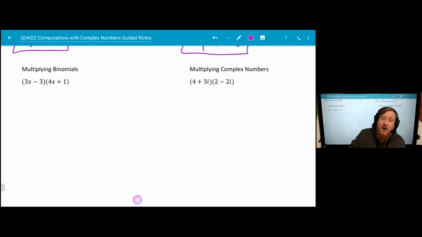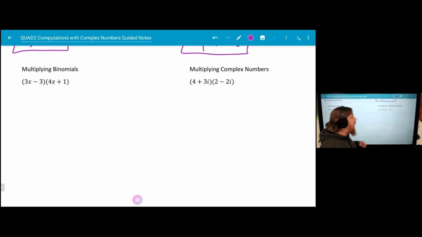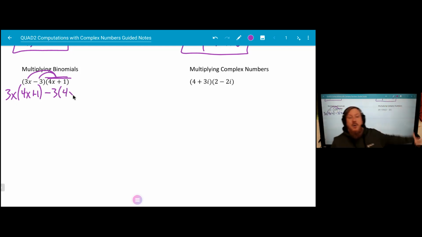Now you already know how to distribute because that's what you've done to get here, but we're going to do it a little bit different. I'm going to take this 3x and multiply it by that entire second binomial. So I've got 3x times 4x plus 1. And I'm going to take that -3 and also multiply it by that second binomial. -3 times 4x plus 1. So I've distributed once, and I'm going to distribute again.